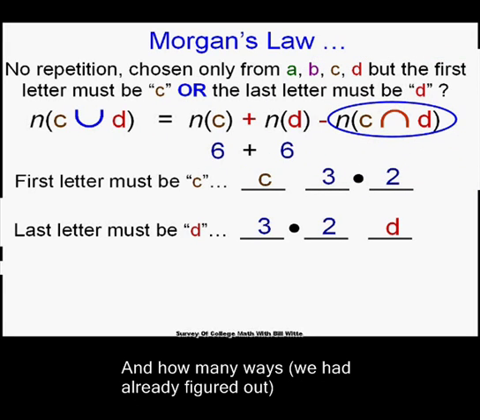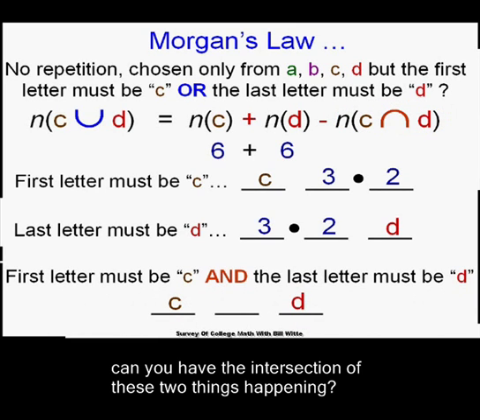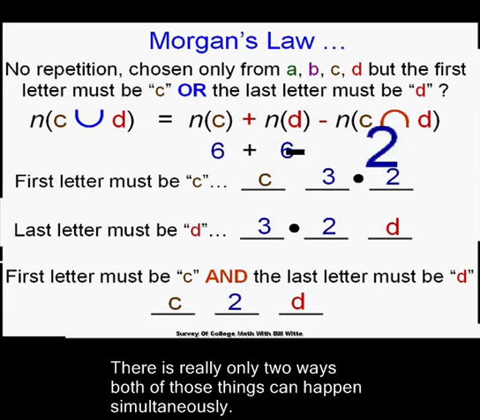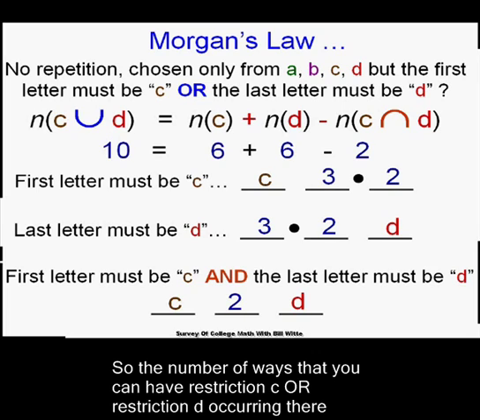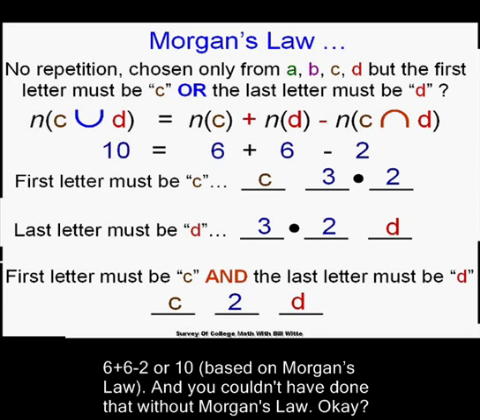Well, how many ways, we had already figured out, can you have the intersection of these two things happening? In other words, C is the first letter and D is the last letter. Well, we had done that. There's really 2 ways, isn't there? So the number of ways that you can have C as the first letter or D as the last letter is 6 plus 6 minus 2, or 10. You couldn't have done that without Morgan's law.